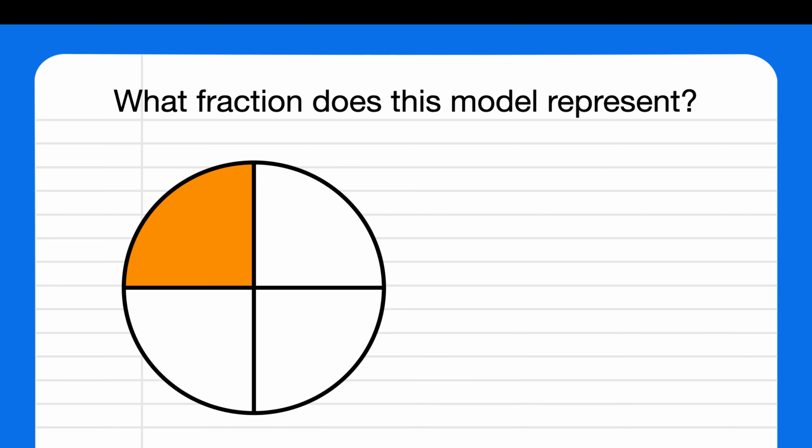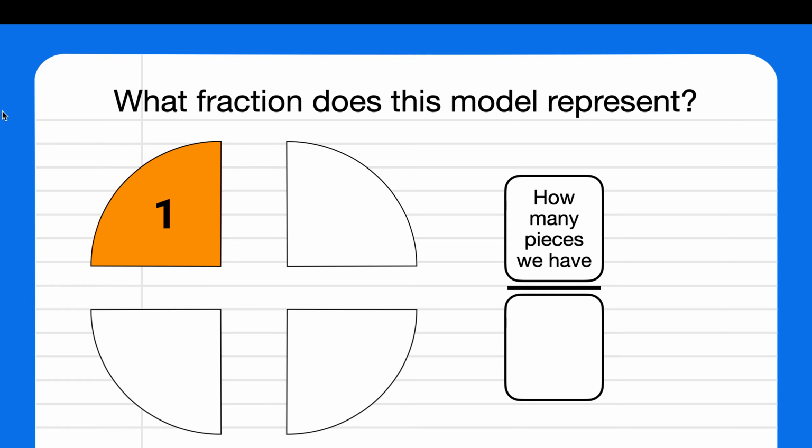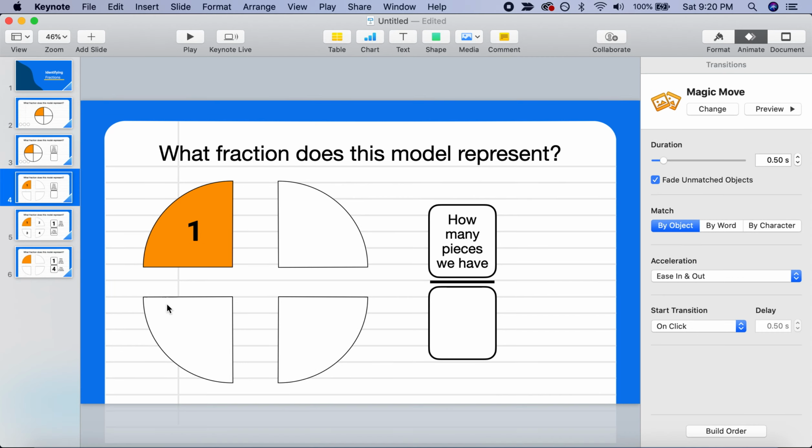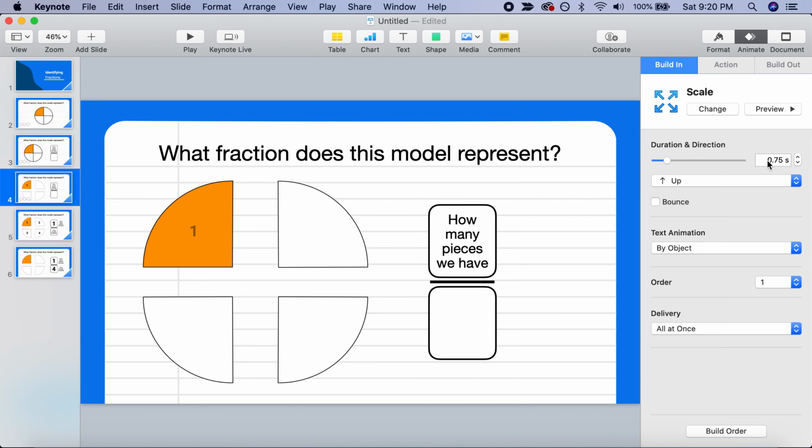And now you can see we could explain a fraction has 2 pieces. The number on top is how many pieces we have. If we split up our fraction, you can see we have 1. Well, let's animate that 1 so it doesn't appear until we click. So we're going to take the 1 and we're going to add in an animation so it doesn't appear until we click.